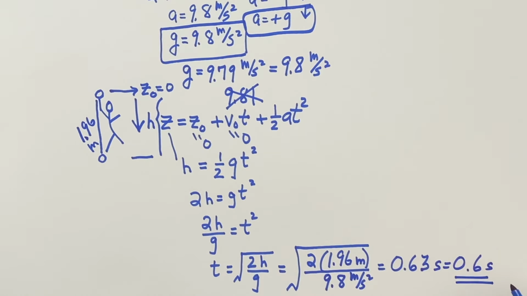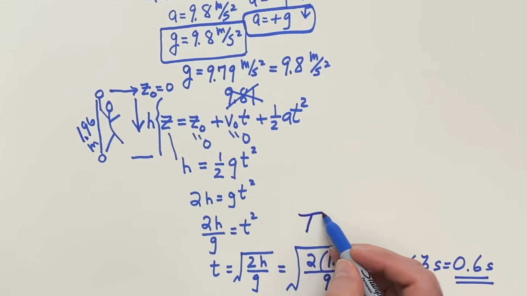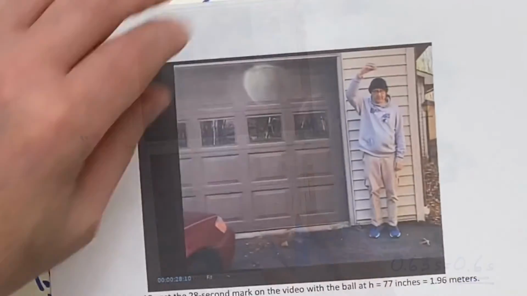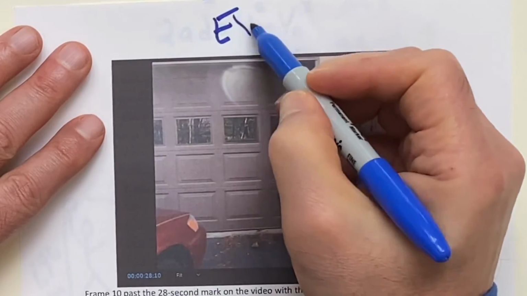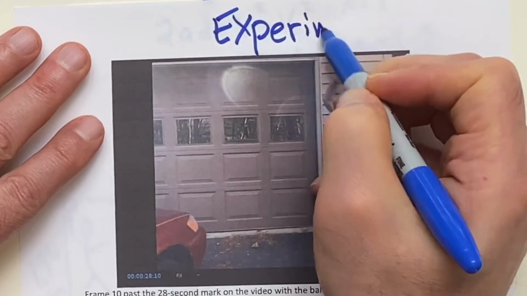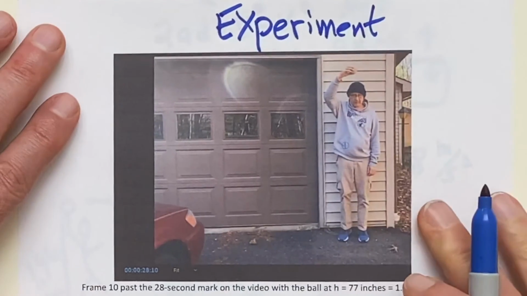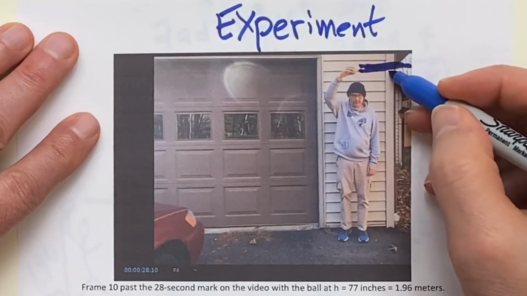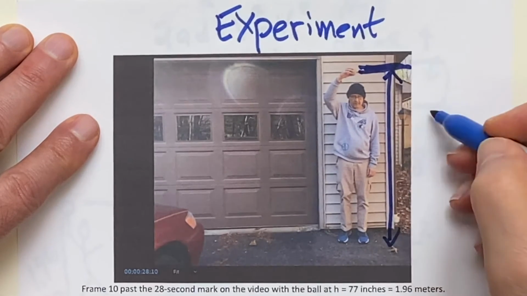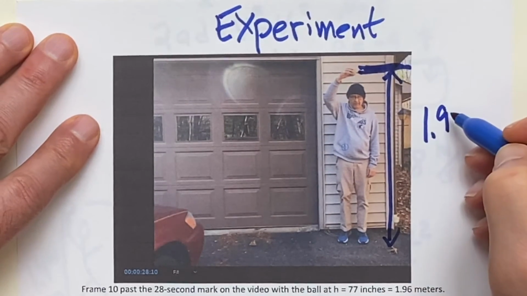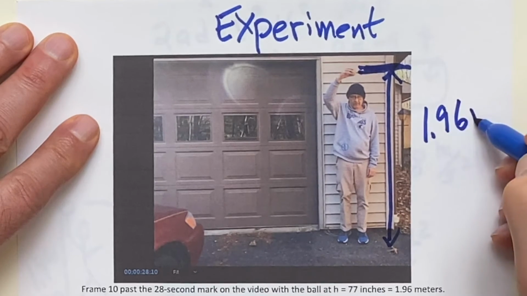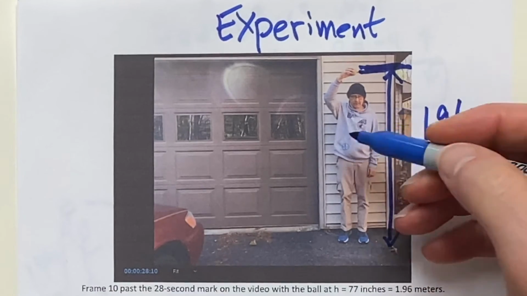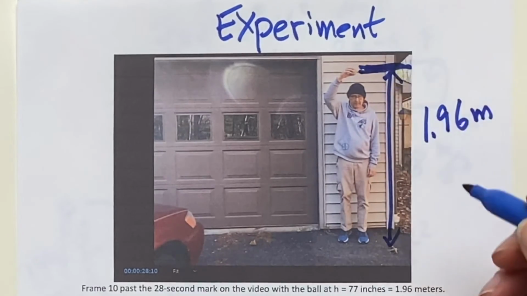Now to check this theory, so this is basically theory, and we want to check with the experiment. So here we have the experiment, and this is the video of the ball being dropped. So here's the ball up here. It's going to fall down there. That's your 1.96 meters. I'm a little less than 2 meters, and I'm going to put it up over my head somewhat.